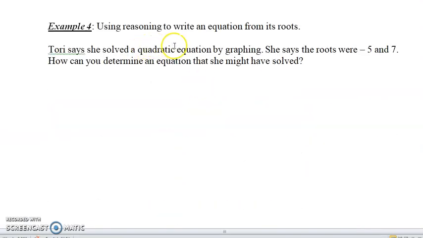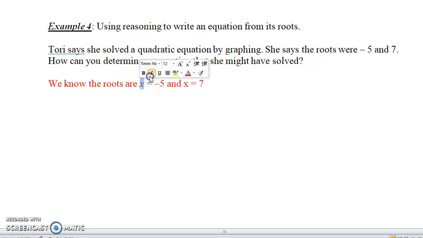Use reasoning to write an equation from its roots. So as Tori says, she solved an equation by graphing. She says the roots were negative 5 and 7. How can you determine an equation that she might have solved? So you just kind of go backwards, all right? So we know, based on the information given in the question, we know the roots are x equal to -5, and x equal to 7. So we know that information.